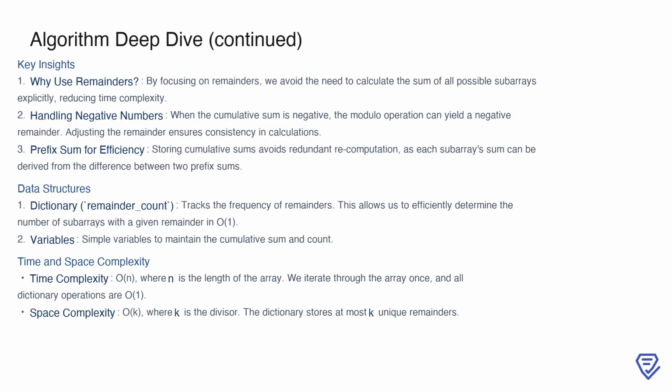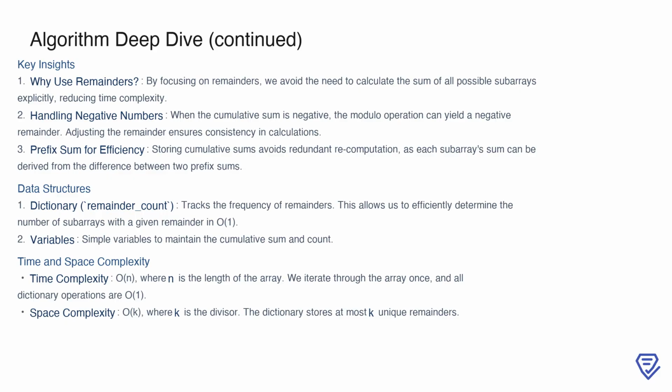This approach works so efficiently because it leverages key insights about remainders and prefix sums. By focusing on remainders, we avoid the need to compute the sums of all possible subarrays explicitly, which would be computationally expensive. Instead, we use modulo arithmetic to simplify the problem. One important detail is how we handle negative cumulative sums. Since the modulo operation can produce a negative remainder, we adjust it to ensure it always falls within the range 0 to k-1. This adjustment guarantees that our calculations remain consistent.